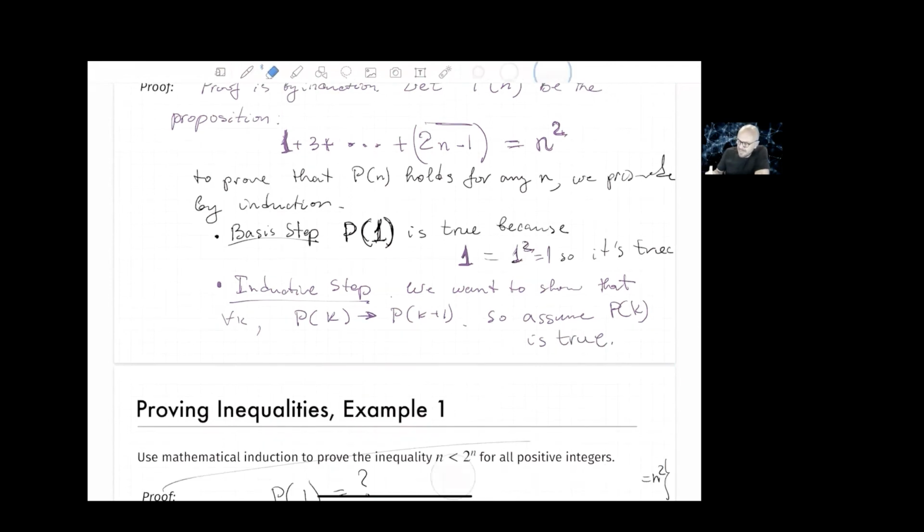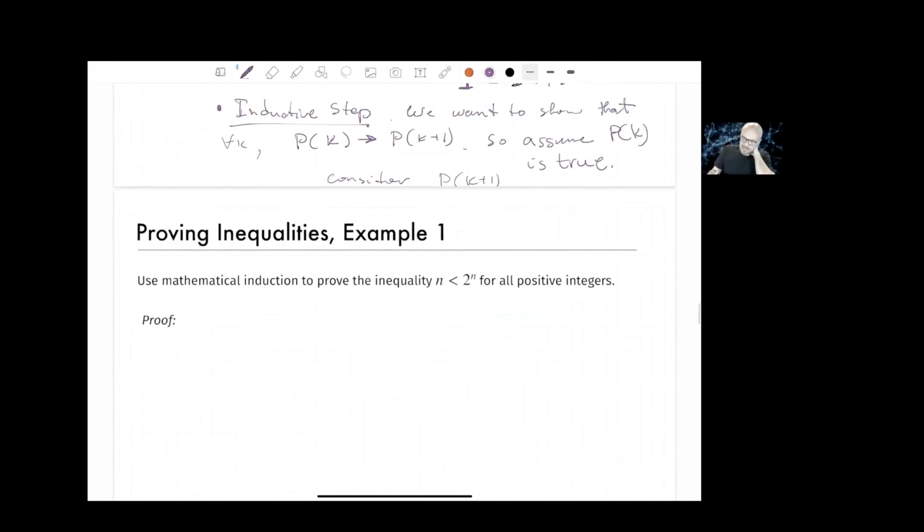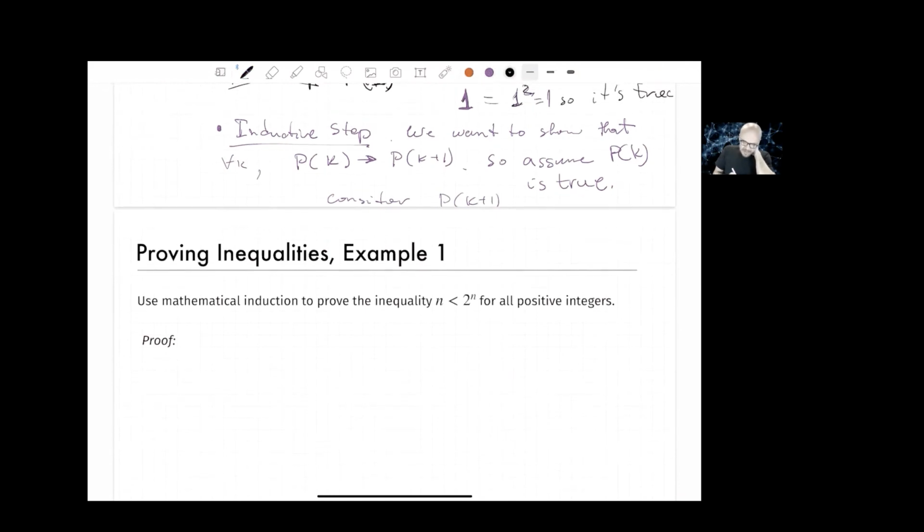That's easier said than done. Maybe you've done this in high school, maybe you've heard this a gazillion times, but let's this time be clear why we're doing this. So let's assume Pk is true. Now consider P of k plus 1. Write down the expression. What is P of k plus 1? Here's my Simpsons cloud.